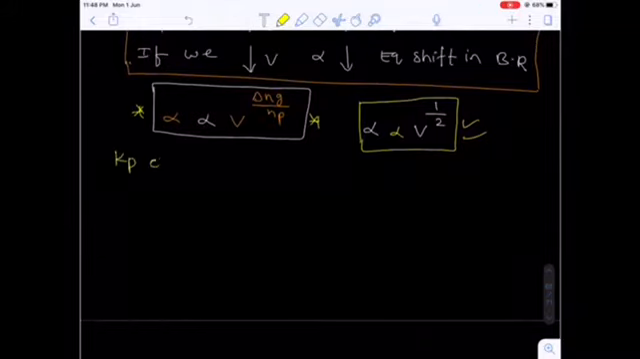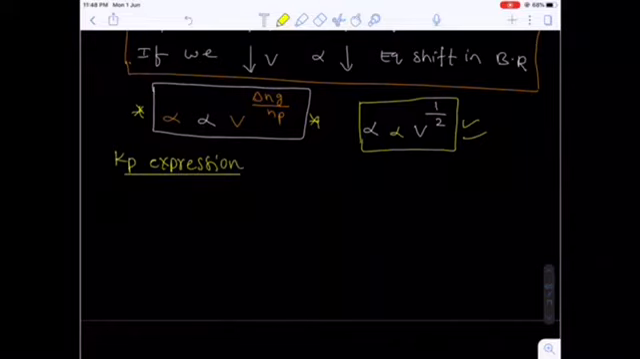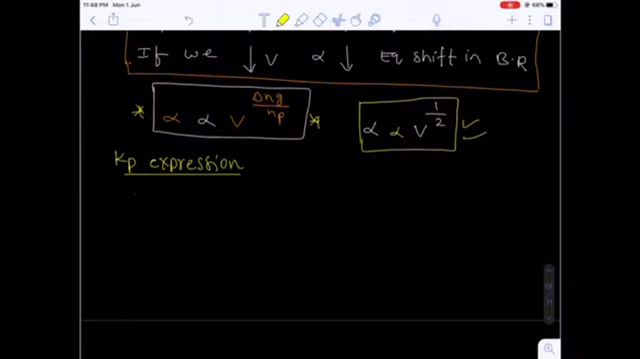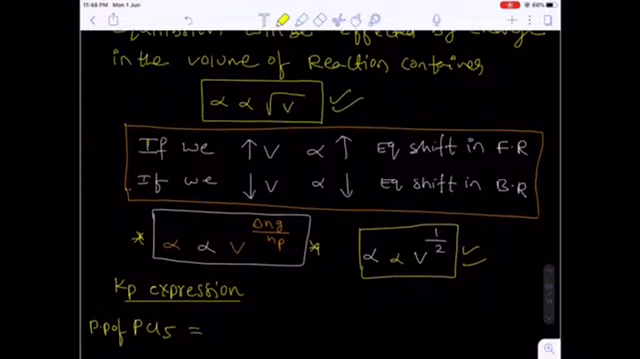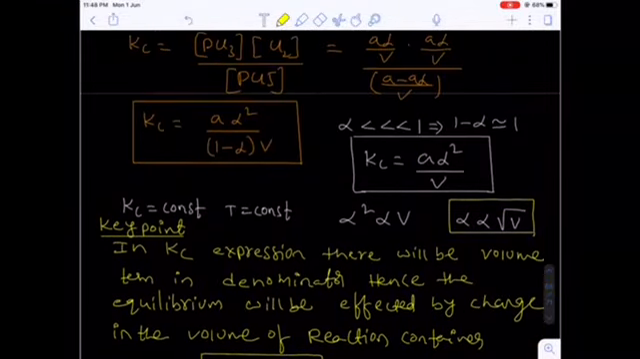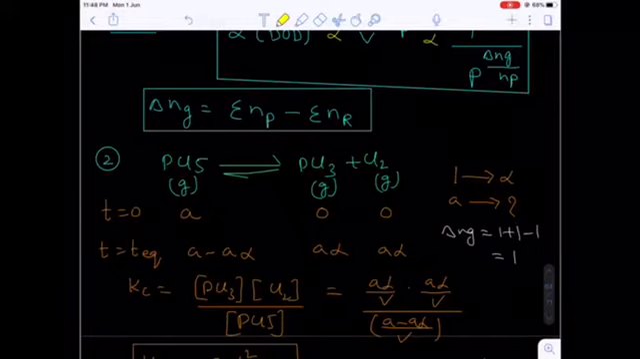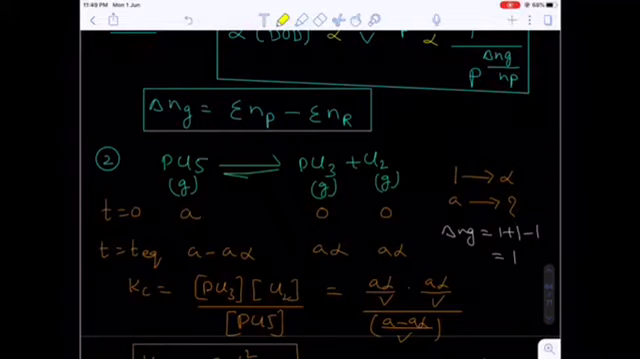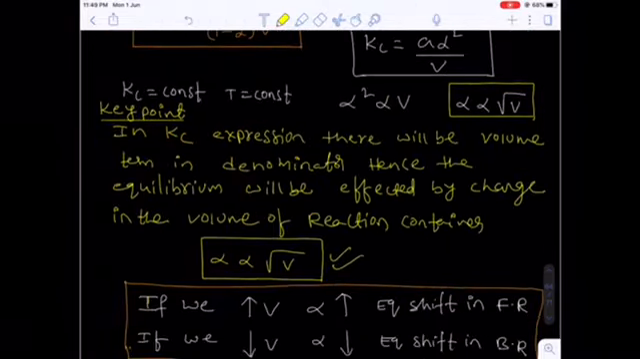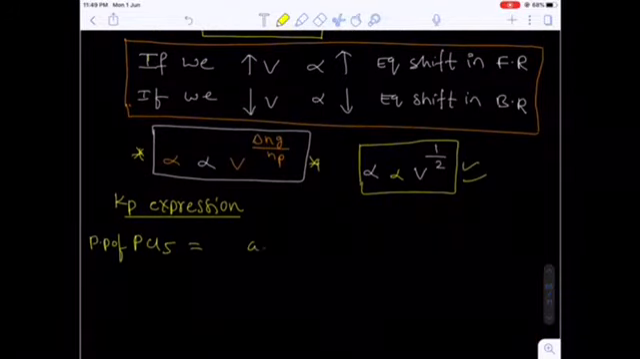Now come to the Kp expression. For Kp expression we require the partial pressure. Now what is the partial pressure of PCl5? Partial pressure is equal to total pressure into mole fraction. What is the number of moles of PCl5 at equilibrium? A minus A alpha. Total moles will be what? A minus A alpha plus A alpha plus A alpha. That means total moles is A plus A alpha.